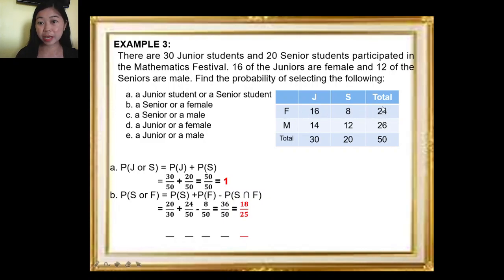So, merong intersection yung senior at saka yung female. Kung titingnan natin, senior, female, nag-intersect yung dalawa sa column na to, which is 8. Okay? So, senior is 20. Female is 24, and then the intersection of senior female is 8. That's why the formula is the probability of senior: there are 20 seniors over 50.